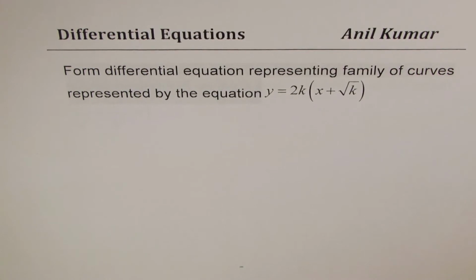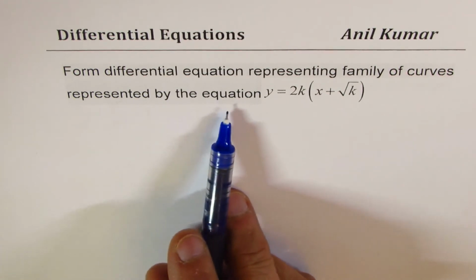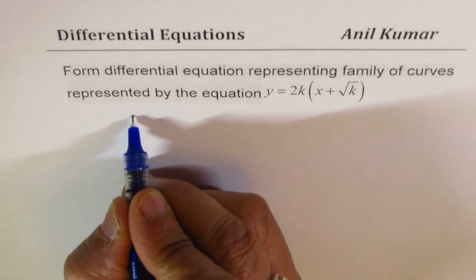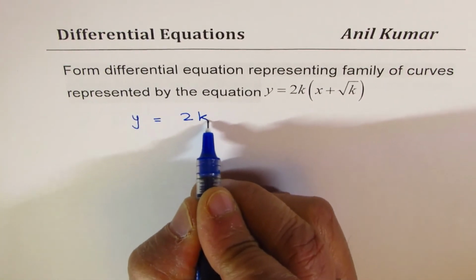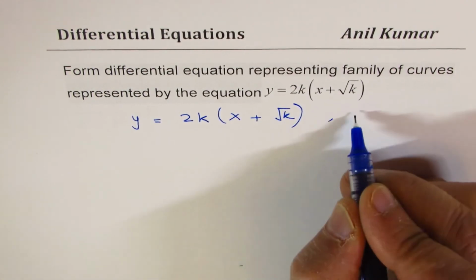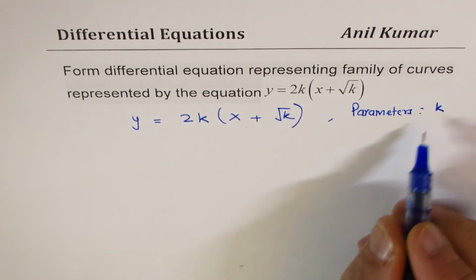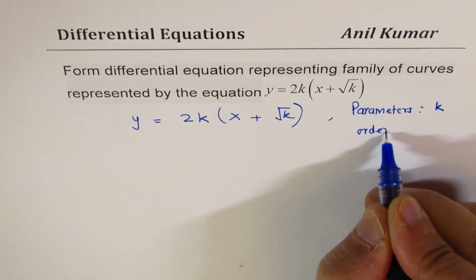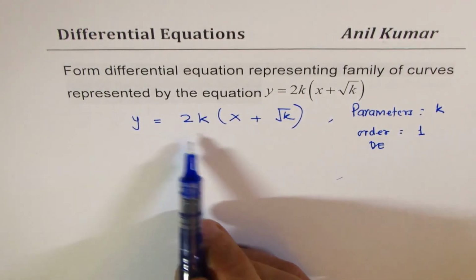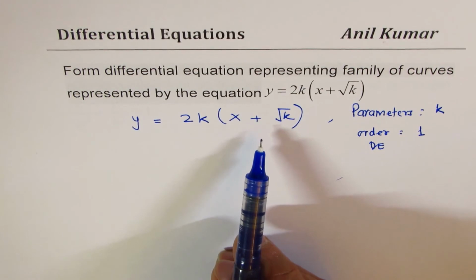Now here is a very interesting question. We need to form the equation representing the family of curves represented by the equation y equals 2k times (x plus square root of k). So we are given the equation y equals 2k within brackets x plus square root of k. Now first thing, how many parameters are there? There's only one parameter k, do you understand? So that means the order of the differential equation is going to be 1. And that means we have to only differentiate this equation once to get our answer. Perfect? That is what it means.